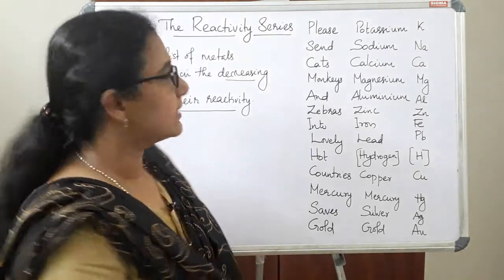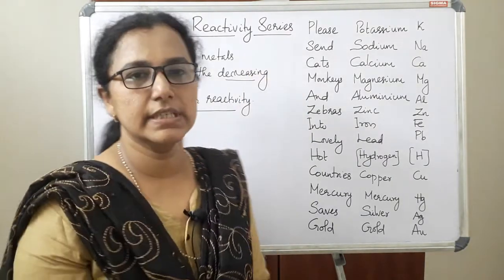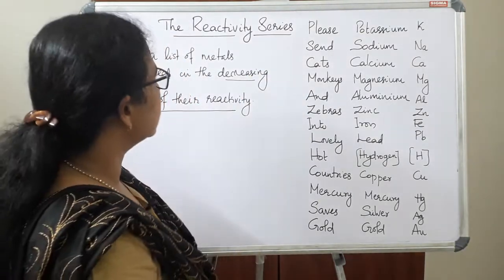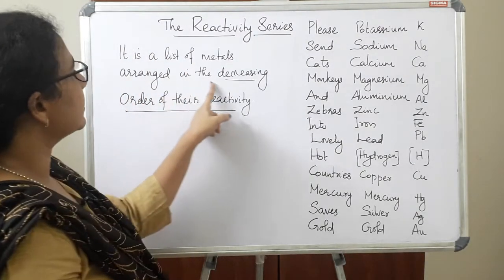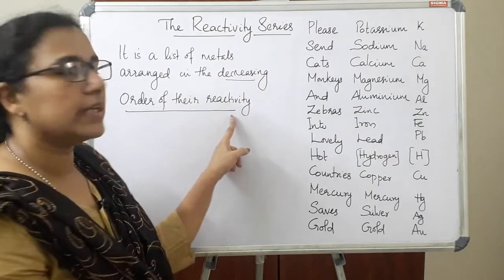Hello students, let us learn the reactivity series. So what is the reactivity series? The reactivity series is a list of metals arranged in the decreasing order of their reactivity.